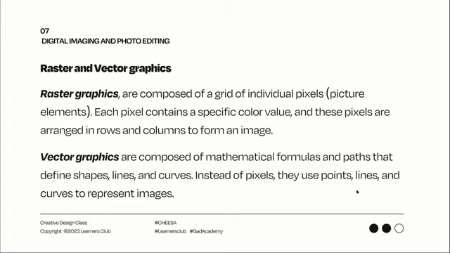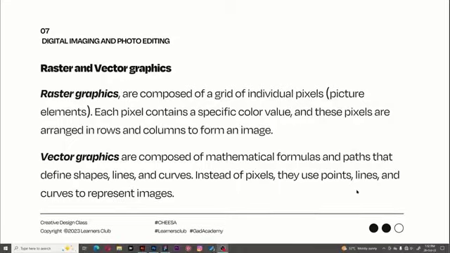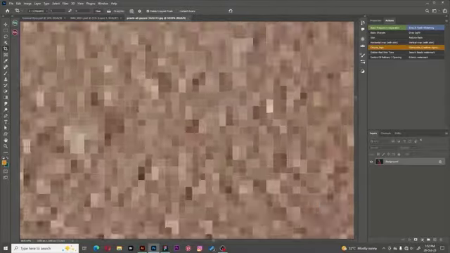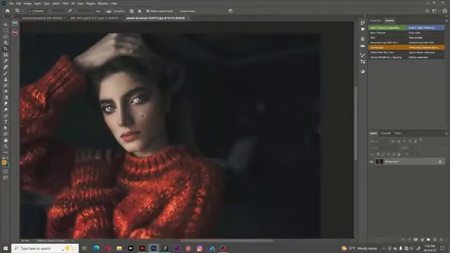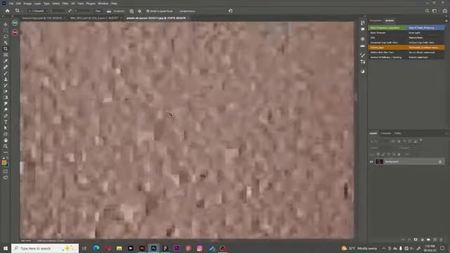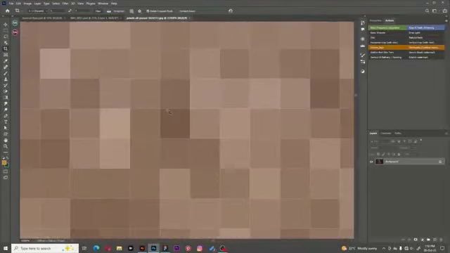What are pixels? Pixels are square elements that contain specific color values. What do we mean by that? When we take a look at this image, we see squares that contain specific color values. Some of them are darker, some of them are lighter, and they come together to form a beautiful image. So pixels are just square elements that contain individual or specific color values.